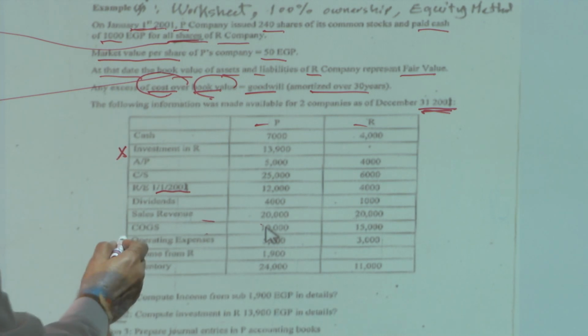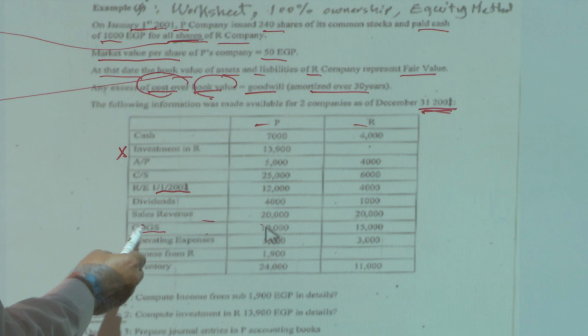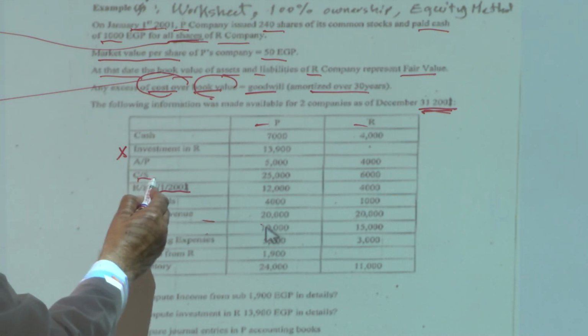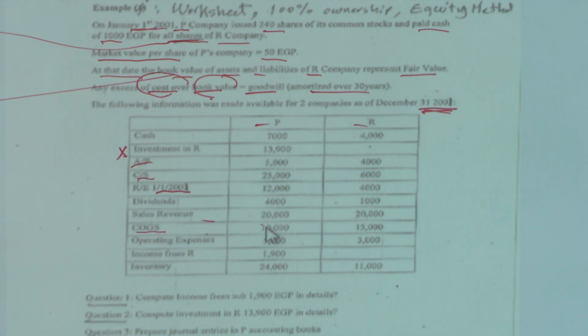Cost of goods sold, COGS. Look at this one, this one means common stock. You need to know this one means accounts payable. You need to know all of this.